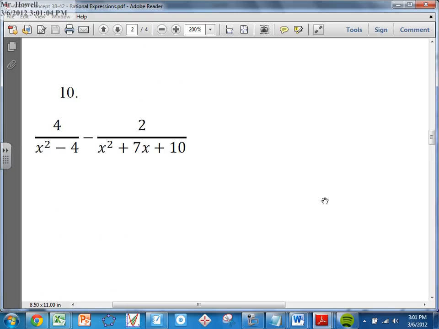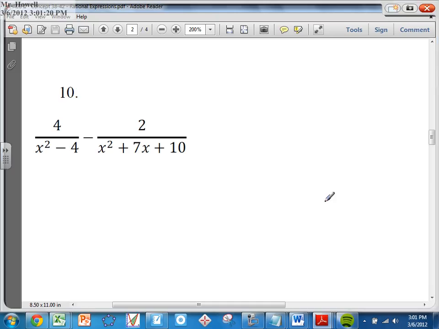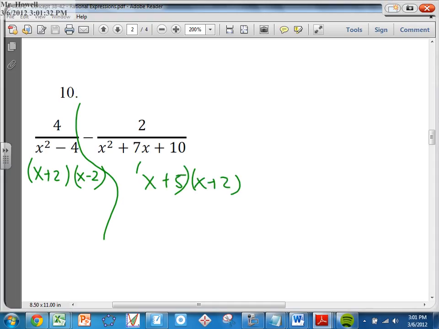Now, suggestions for 10. Remember, you need an LCD here now because we're adding and subtracting. For 10, I would recommend that you factor to start this problem. Again, how come? Because it doesn't look like there's any common denominators at first, but if you factor both of those, you're going to see that you have x plus 2 and x minus 2 for this factor. And for this factor, you're going to have x plus 5, x plus 2. So for this kind of problem, you want to see that x plus 2 occurs in both already.